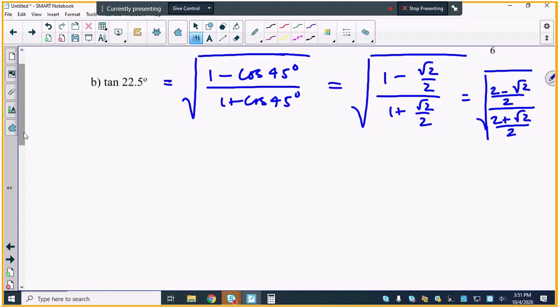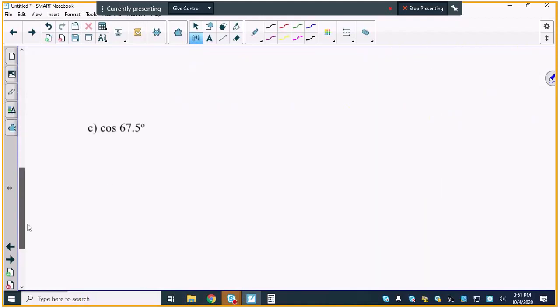You can cancel the two 2's from the top and bottom, and you get square root of 2 minus square root of 2 over 2 plus square root of 2 as your final answer. That answers your question, and we will carry on to the next problem, where we're finding cosine of 67.5 degrees.